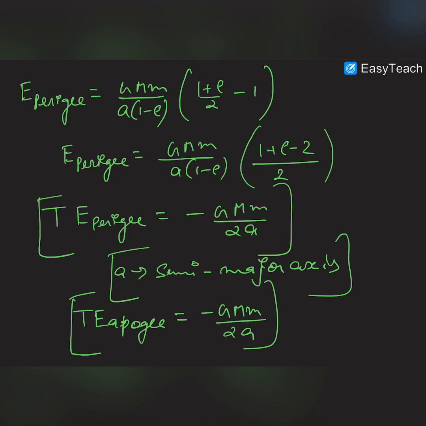So what I am trying to say is that the total energy in an elliptical orbit also remains constant, but total energy in an elliptical orbit depends on the semi-major axis. So this is the complete analysis of energies in an elliptical orbit and circular orbit.